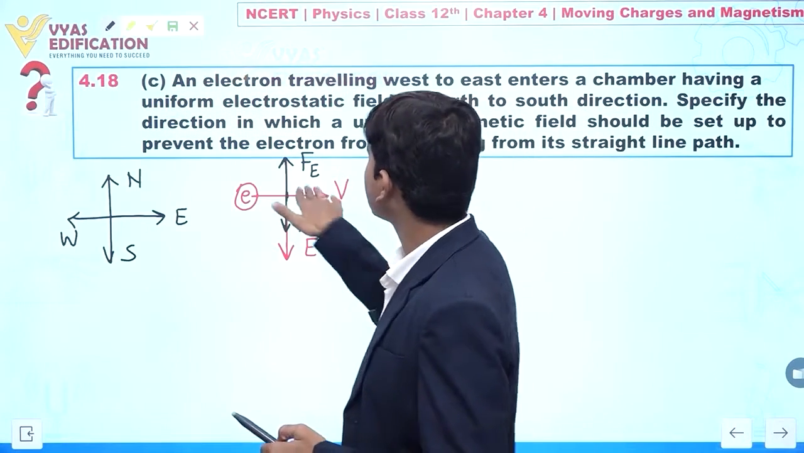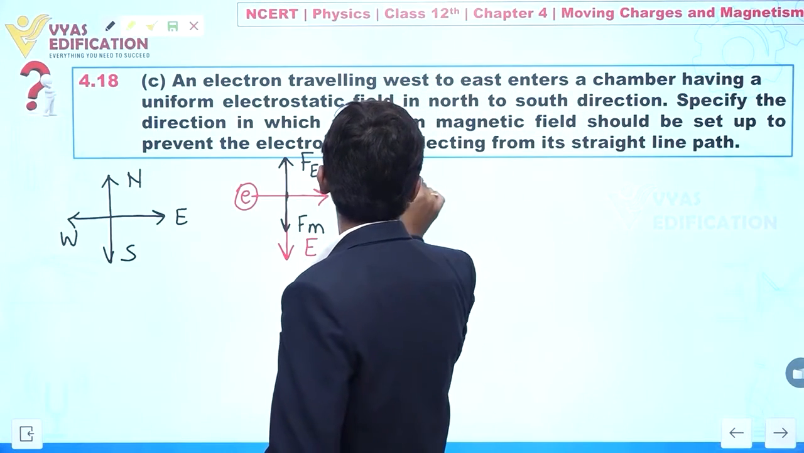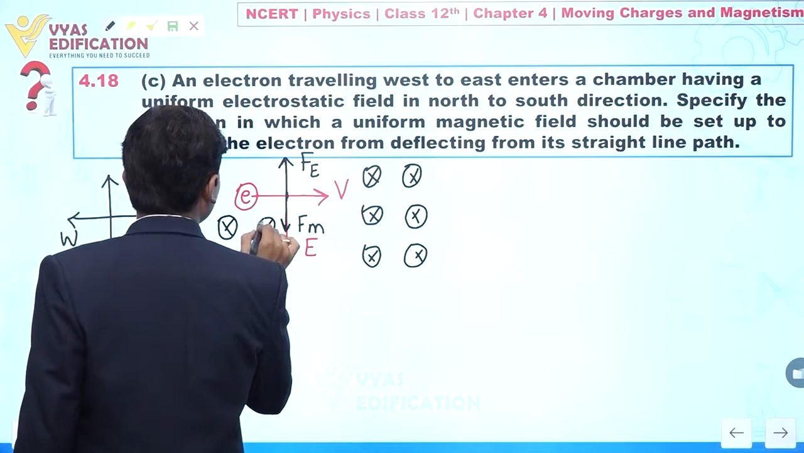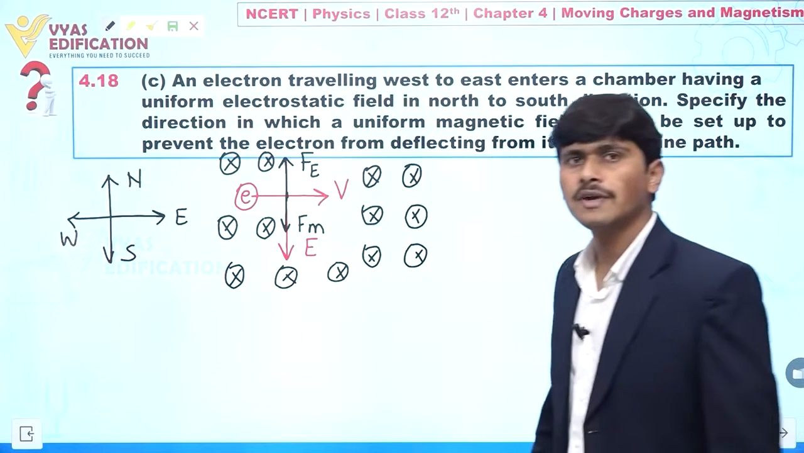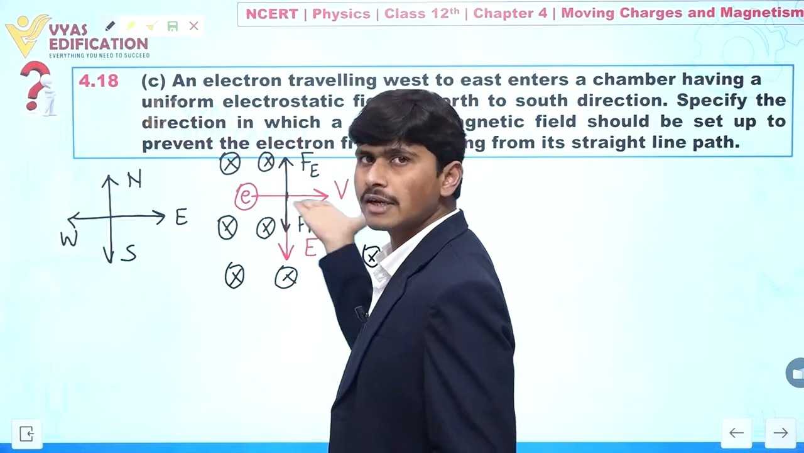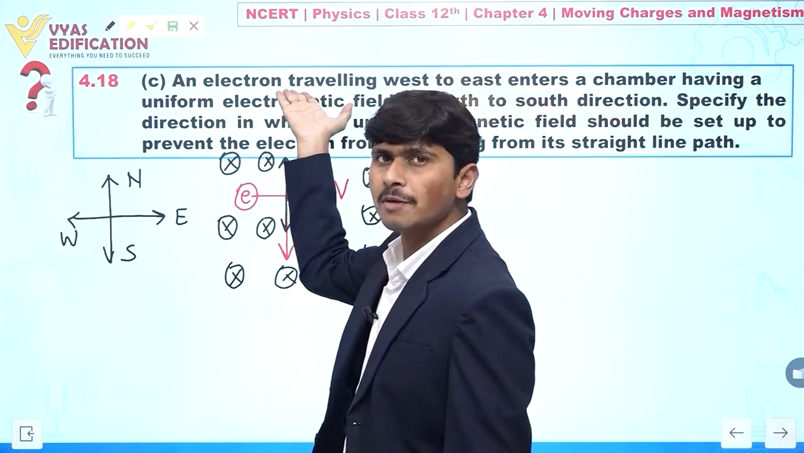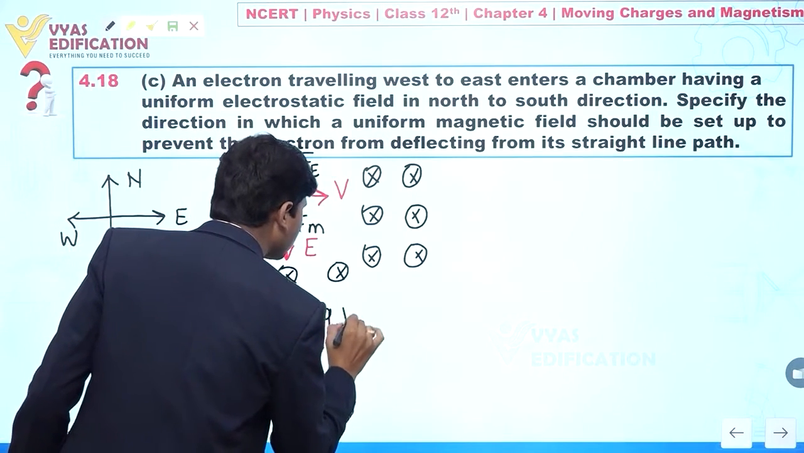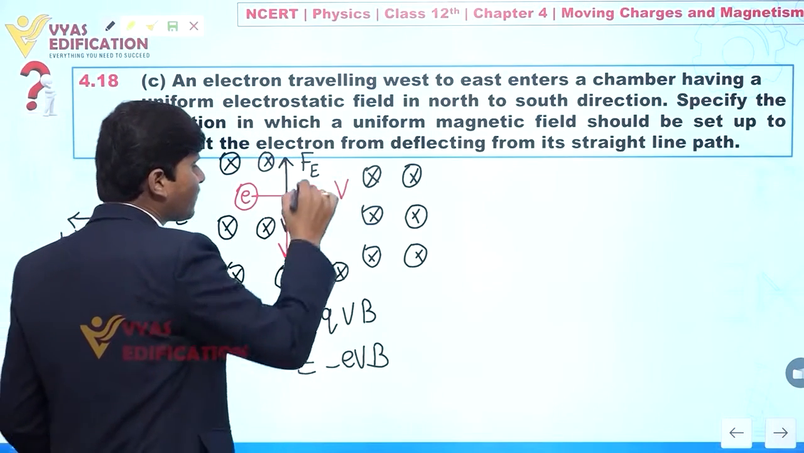How will this be possible? Let's suppose the magnetic field is acting perpendicular inward. The electron is moving in the right direction, so the force will act in an upward direction. Because this is a negative charge, the magnetic force is QVB, or minus e times VB. It means definitely the magnetic field will act in this direction.